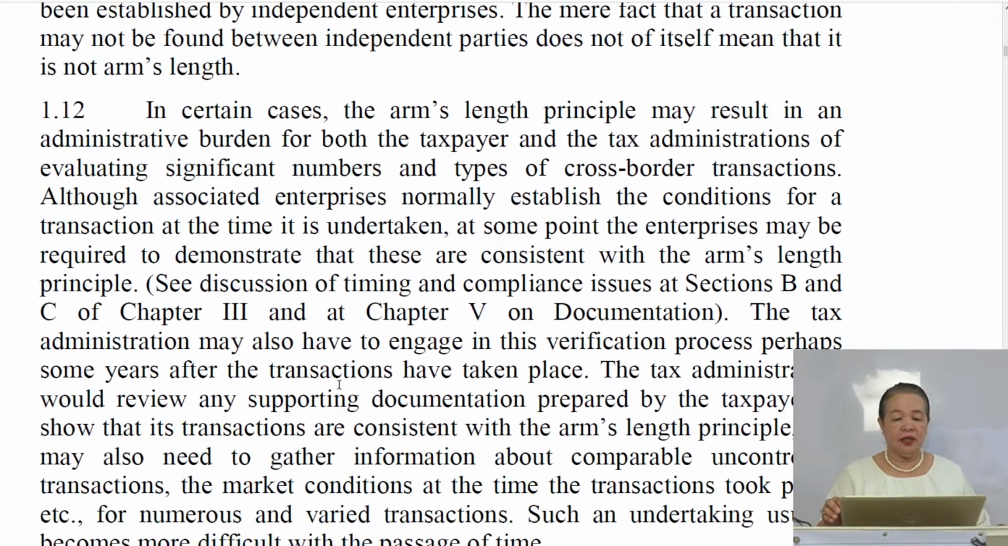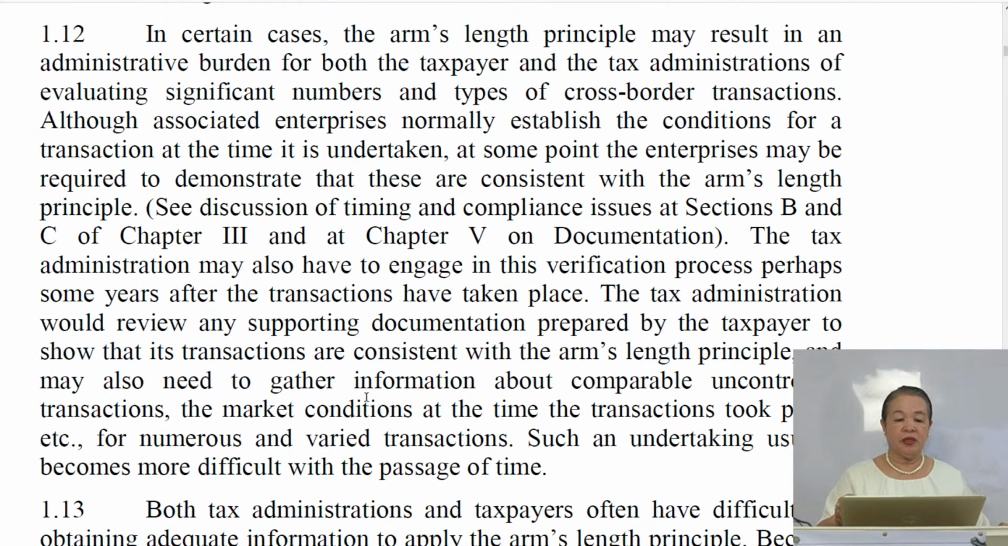So in certain cases, the arm's length principle may result in an administrative burden for both the taxpayer and the tax administrations of evaluating significant numbers and types of cross-border transactions. No? So although associated enterprises normally establish the conditions for a transaction at the time it is undertaken, at some point the enterprises may be required to demonstrate that these are consistent with the arm's length principle. No? So, you can see that in the discussion of timing and compliance issues.